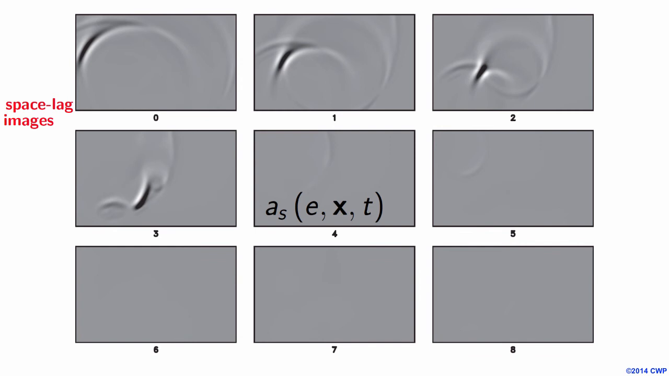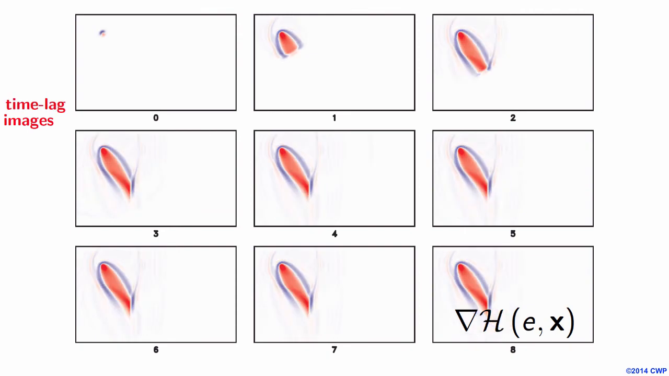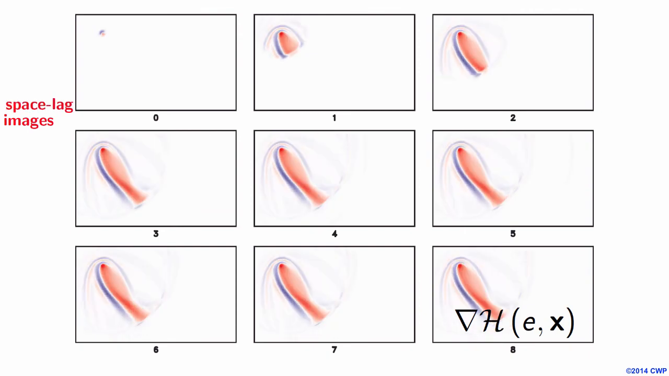They just do not exist in your gather. And with that, the gradients look very similar to what you're seeing over here. This is for extended images, for time lag images, or for space lag images. And there are lots of details of this, and I don't have time to go into that. But my point that I would like to leave with you is that you can construct gradients with either one of those measures. They are just alternative methodologies for constructing gradients.